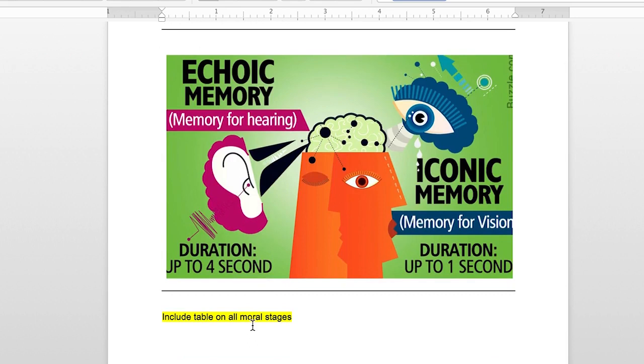And lastly, in the description box below, I will have a table of all the moral stages. I found it on Reddit from what I could recall, and it's awesome because it just has everything down, like for Sigmund Freud, for Erikson, can't remember the other ones, but it's just good to see everything on one page and you don't have to keep flipping through pages.